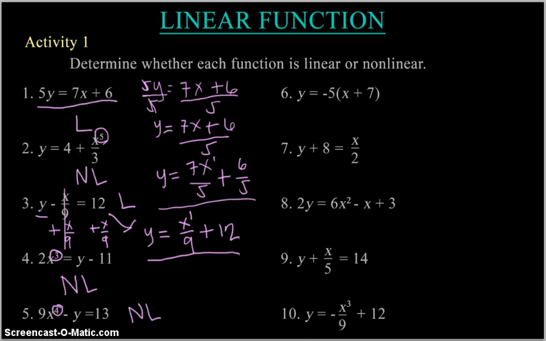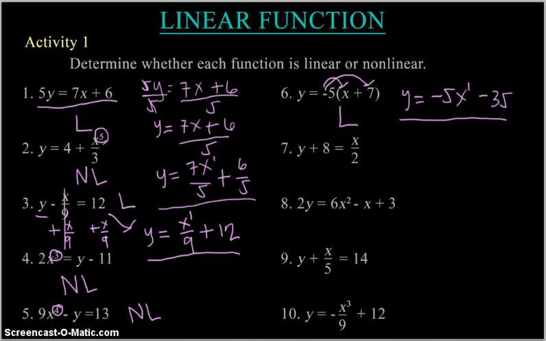Okay, number 6. So, i-rewrite natin ito. Negative 5 times quantity x plus 7. So, that is y is equal to negative 5 times x. We have negative 5x. Negative 5 times positive 7. So, we have negative 35. So, nakasulat na sa slope-intercept form. And the exponent of x is 1, and this function is linear.